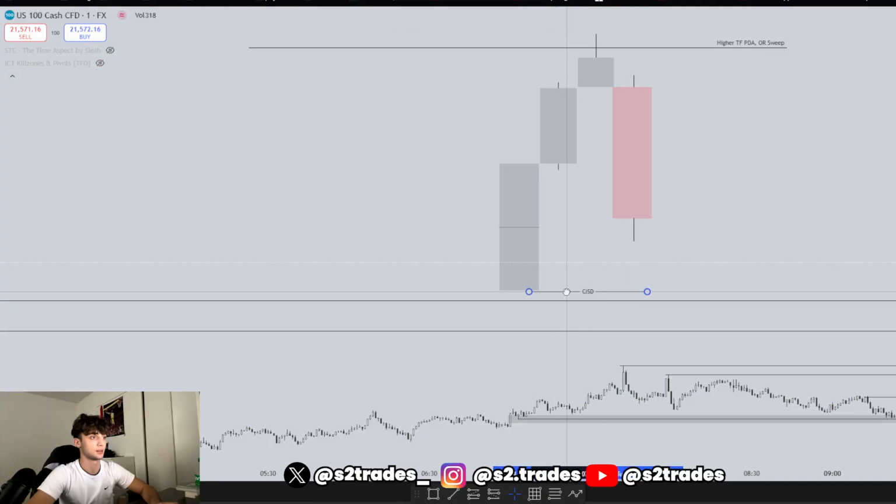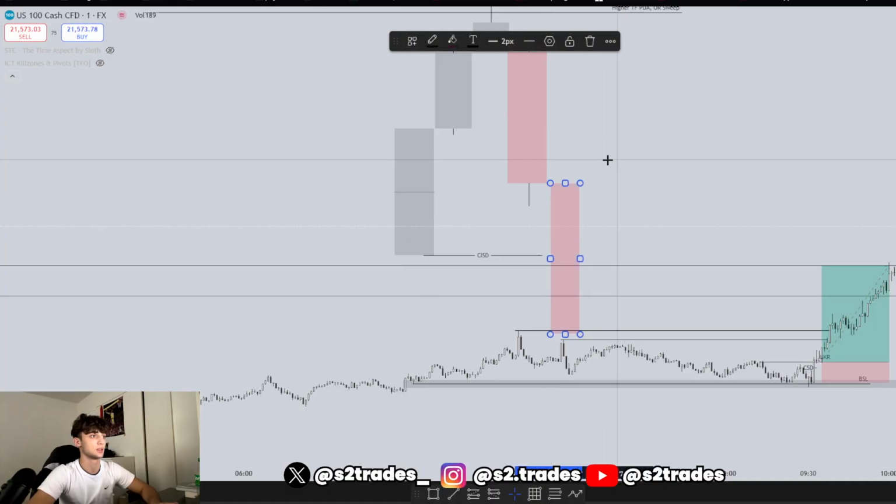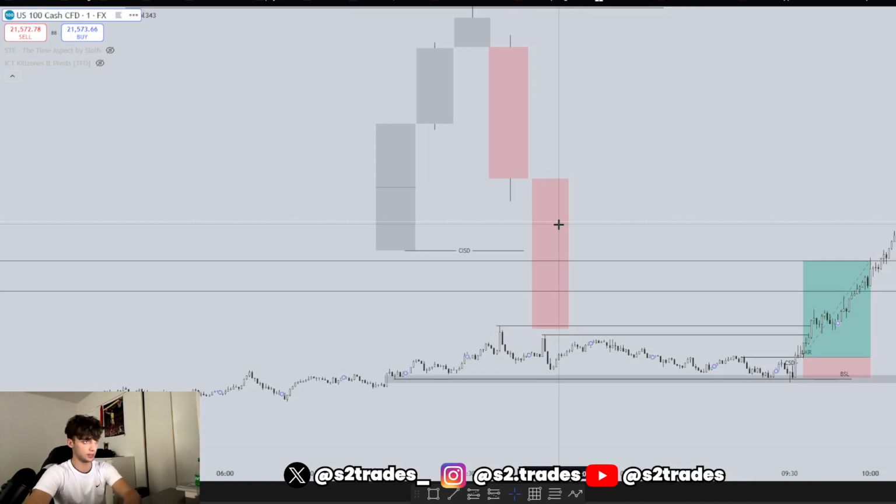Let me make it a little better. So this didn't change state of delivery, but let's say the next candle is bearish. The next candle is bearish. That would be a change in state of delivery. Yeah, that's really it.